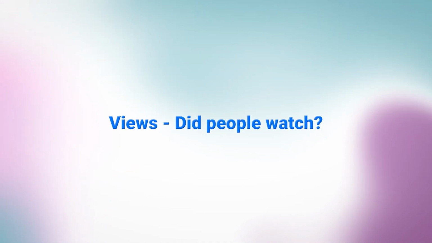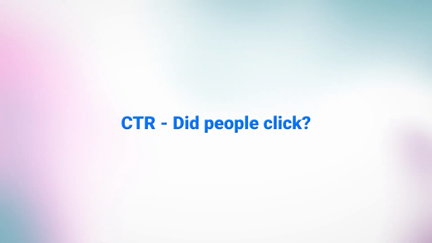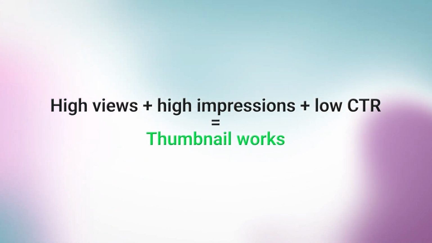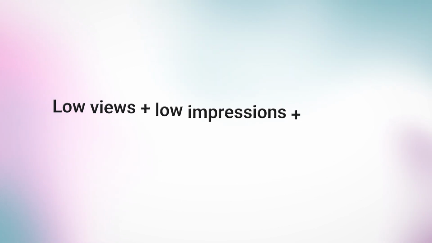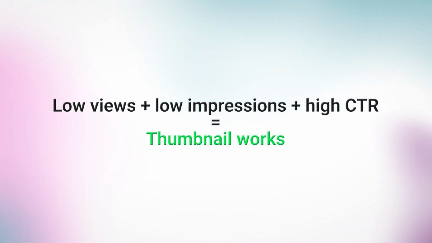So after you post a video, check these 3 metrics together. Views, did people watch? Then check the impressions, did YouTube push it? Finally check the CTR, did people click? And now here are some good performance patterns. High views, high impressions, and low CTR. No problem. The thumbnail works and YouTube pushed it really wide. Next one, low views, low impressions plus high CTR. The thumbnail actually works. Topic or title might need a little bit of work.